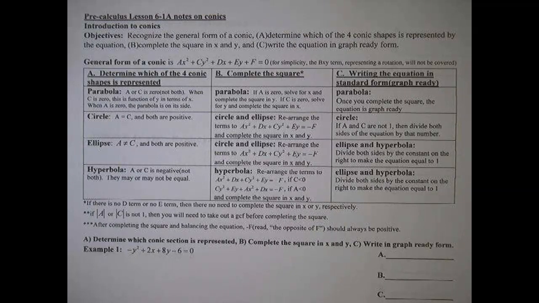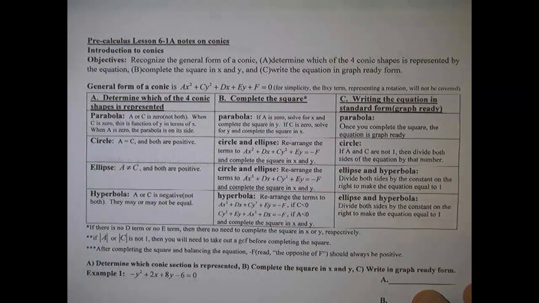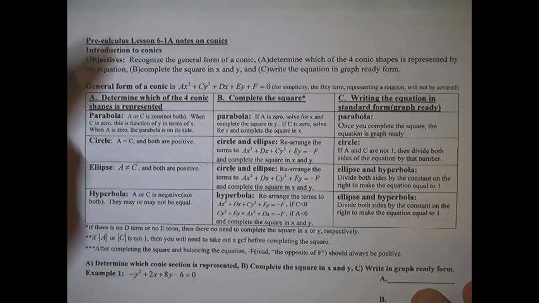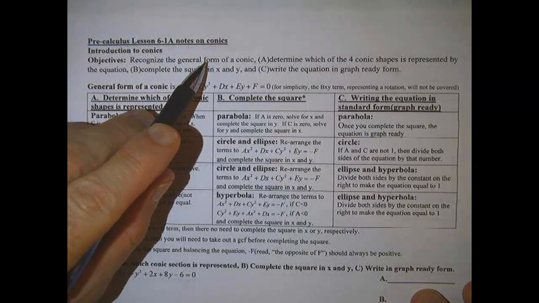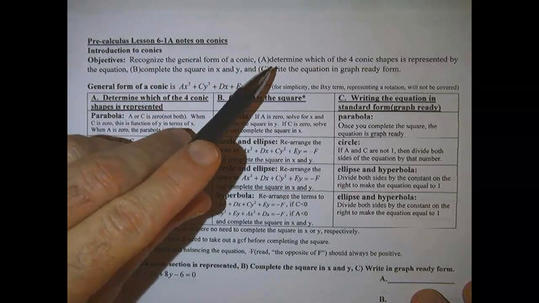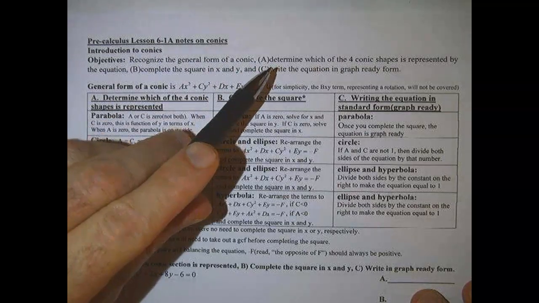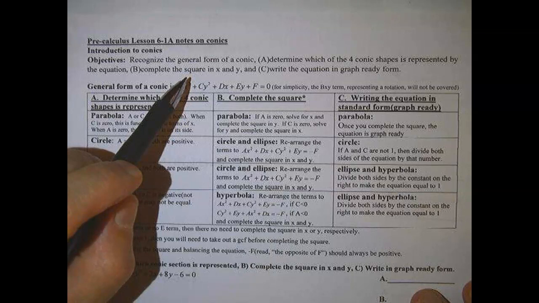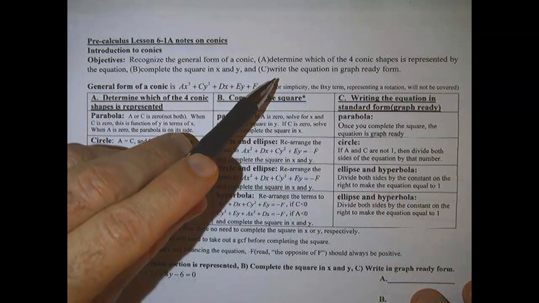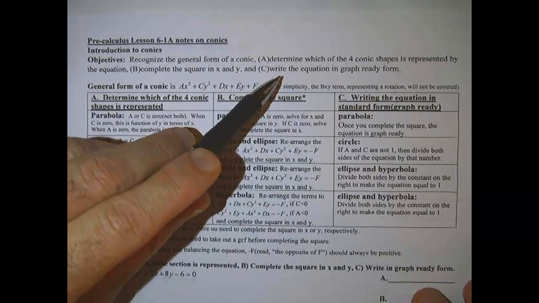So this looks like a complicated mess. Let's see if we can sort out what we're trying to do here and what all of this chart is saying. Okay, so first of all, the goal, the objective. The objective is to recognize the general form of a conic section, determine which of the four conic shapes is represented, and then complete the square in x and y, and then write it in graph-ready form. And then starting tomorrow, we'll start graphing.